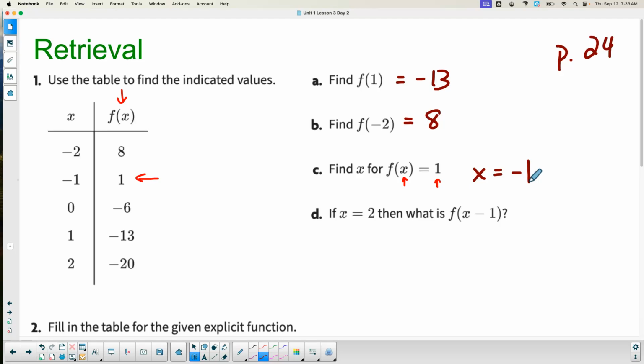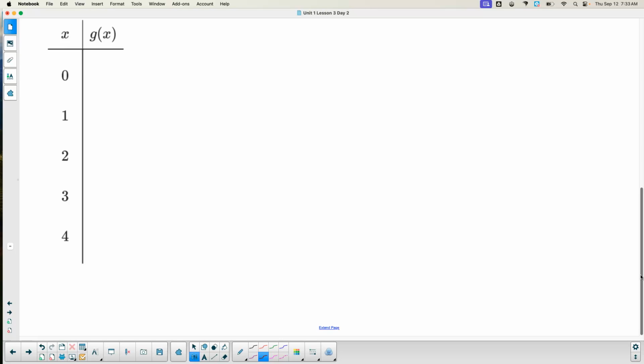Okay. So if x is 2, then what is f of x minus 1? Well, I would replace 2 for x. So f of 2 minus 1. 2 minus 1 would be 1. So we'd look for f of 1, which we found in letter A, and that is negative 13. Oops, I went a little too far on that one.